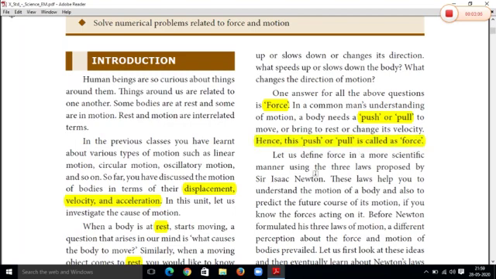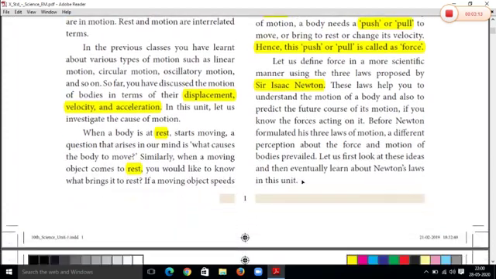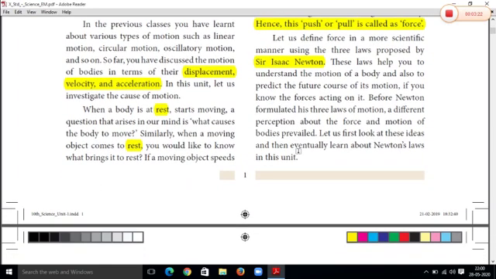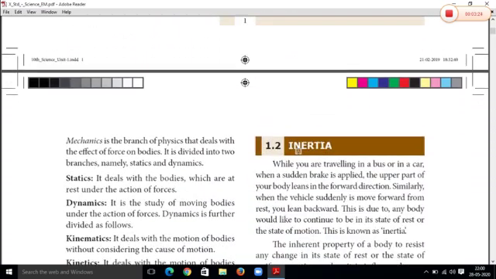Now, this force is defined in a scientific manner by using the 3 laws of Sir Isaac Newton. These laws help us to understand the motion of a body. Before Newton formulated his 3 laws of motion, a different perception about the force and motion of bodies prevailed.